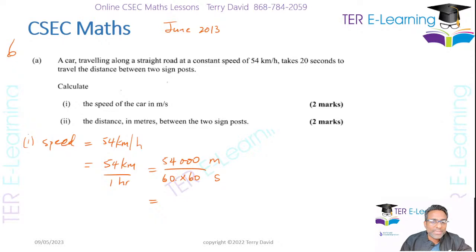So all I'm doing is converting the kilometers into meters, and I'm converting the hour into seconds, right? So this is going to be 54,000 all over 60 by 60. That's 3,600. And this here will give me my answer in meters per second. So that's 54,000 divided by 3,600, and I'm going to get 15 meters per second, right? So this is a conversion that you really should know how to work out.